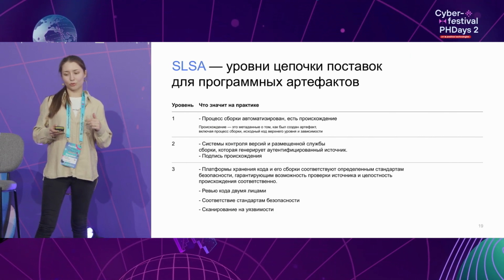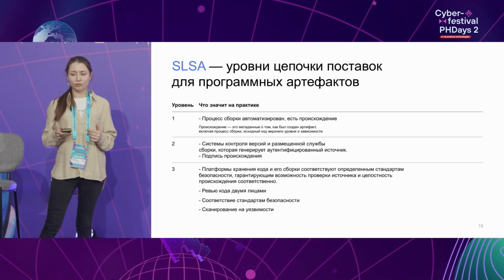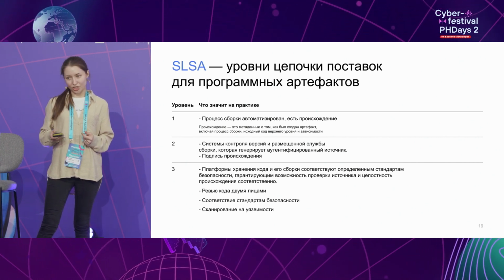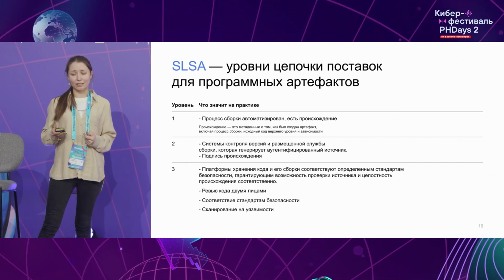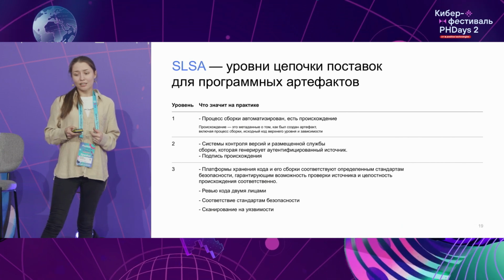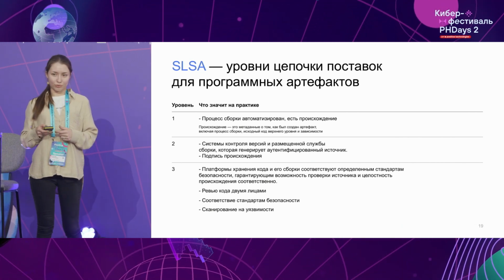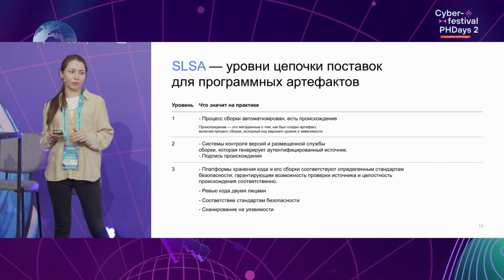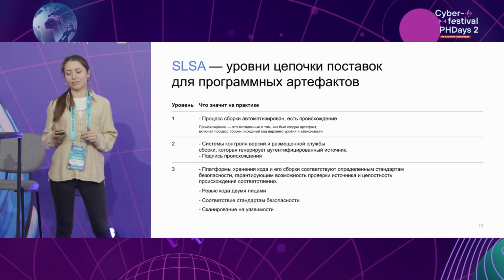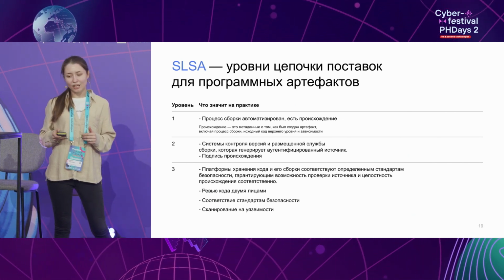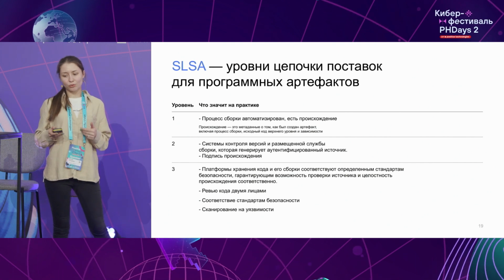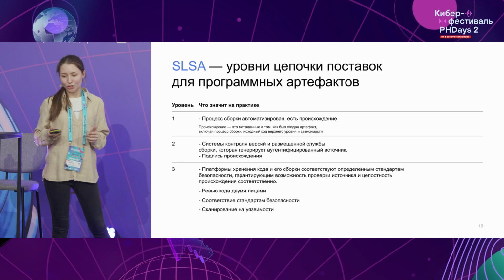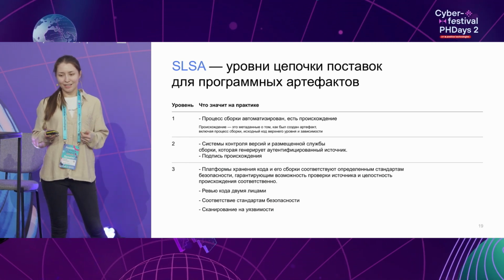Then the requirement grows from level to level regarding version control, which has to generate an authenticated source and a signature of the origin of those artifacts as well. And level number 3 is the more hardened, secure level. It's about scanning for vulnerabilities, compliance with different security standards for the platform where the code is stored and assembled, and review by four eyes or even more.